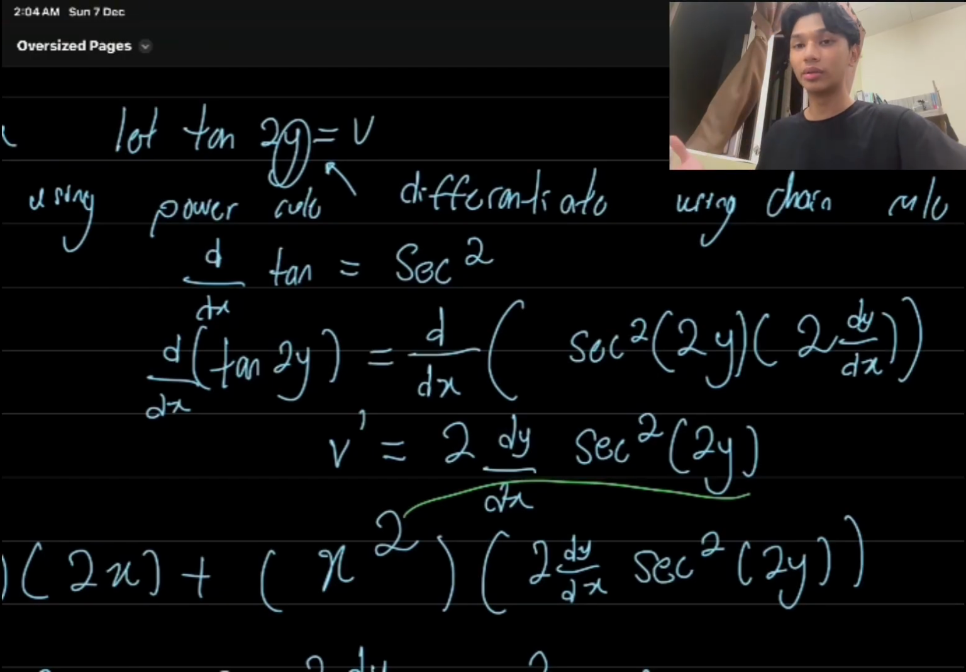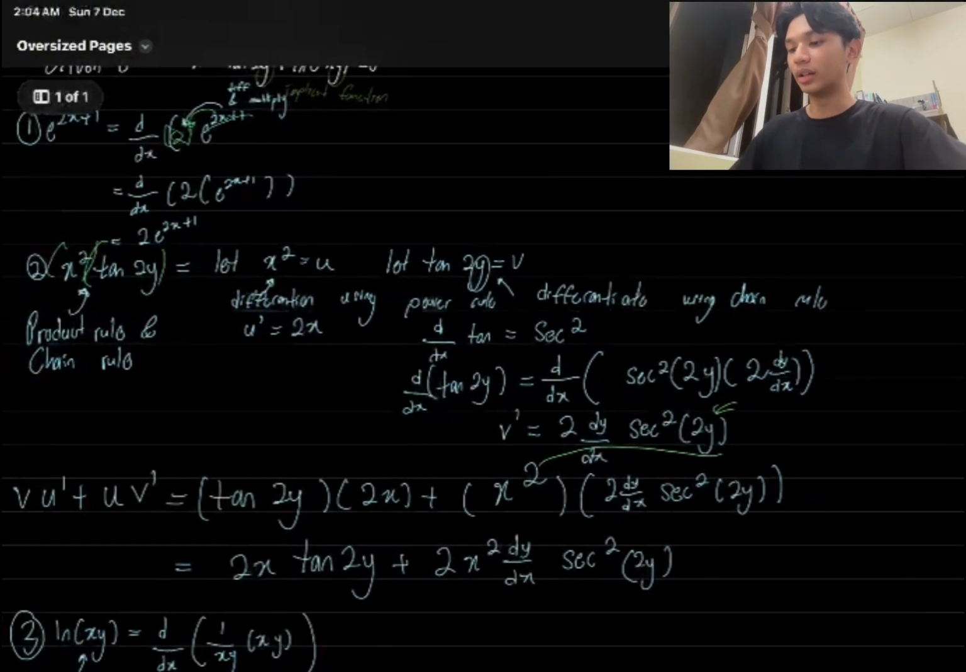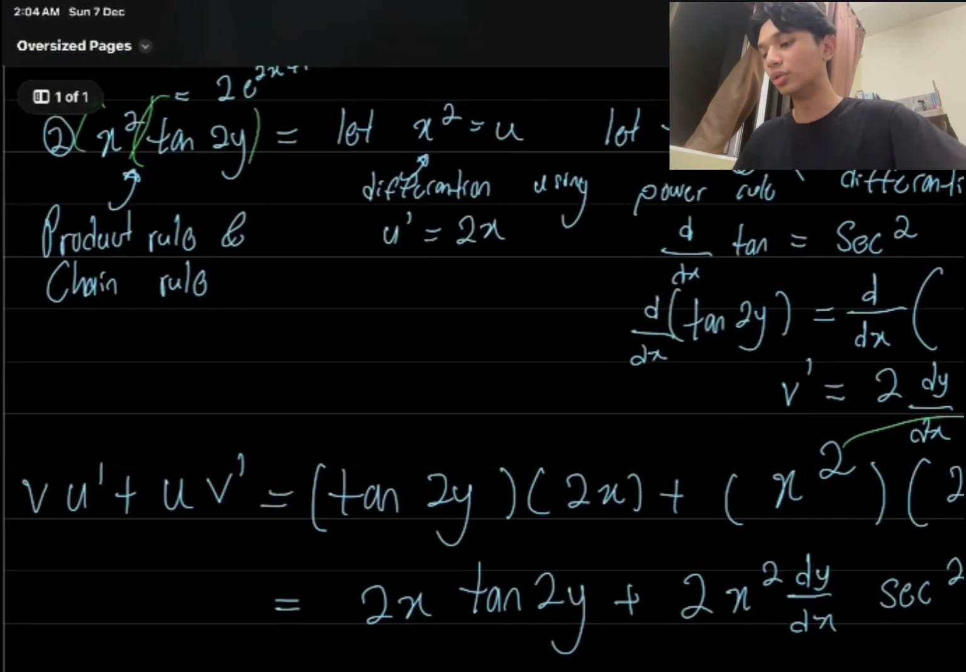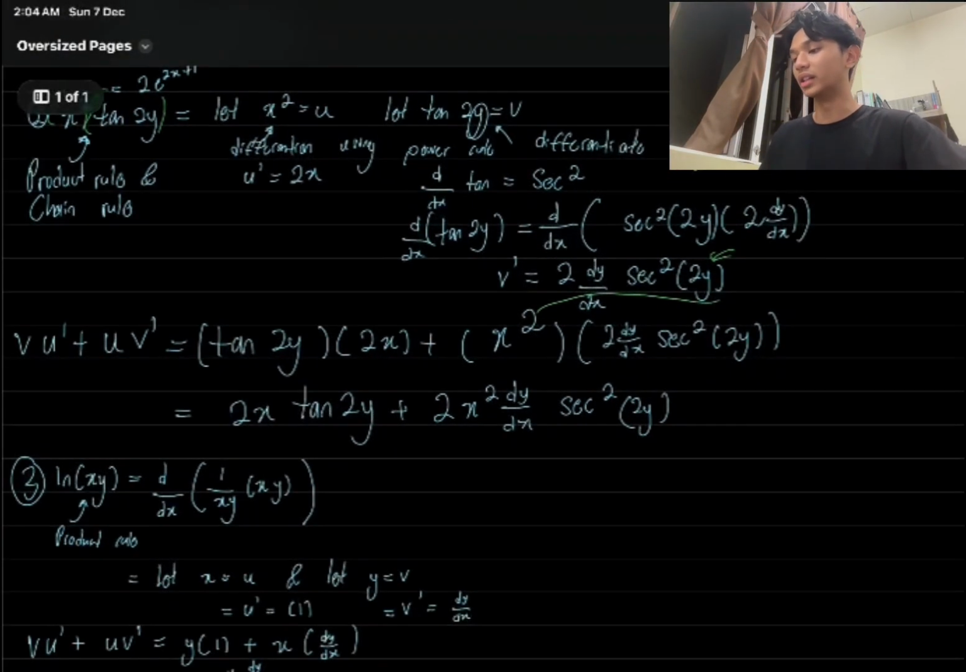Now, why do we get dy dx there? Because we differentiate it by y, so we get dy dx. Alright. Now, the answer that we've got, we will put inside the product rule formula, v u prime plus u v prime, and then we'll get this here.